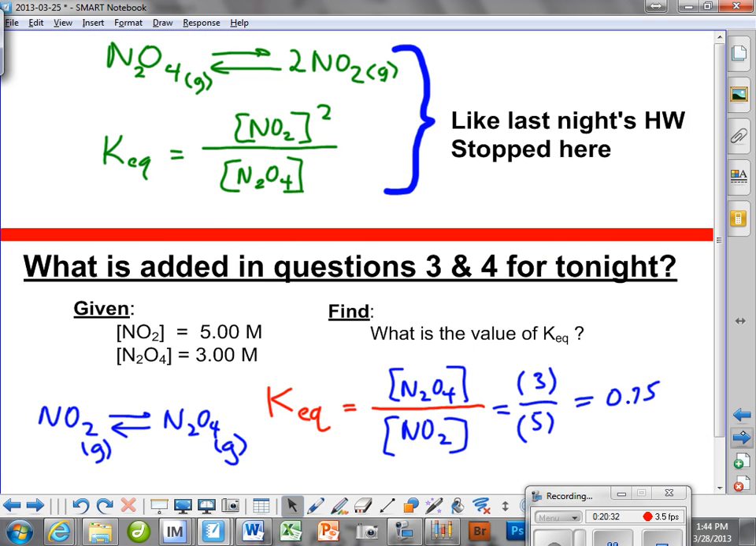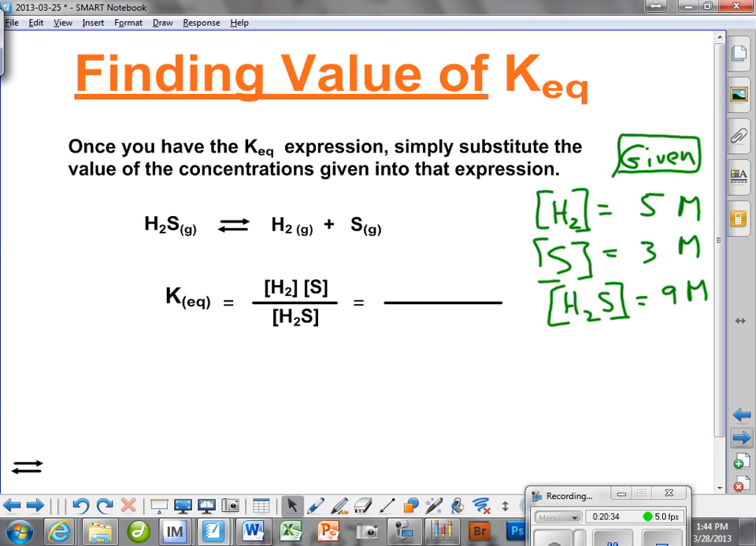Whoops, back here. And now let's plug this guy in. Okay, same deal again. We're going to just plug in the numbers. So the hydrogen is a 5, the sulfur is a 3, and the H2S, there's nothing squared, so that's easy. And we got 15 over 9, which is equal to 1 point something. Anybody have that?